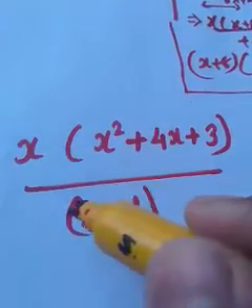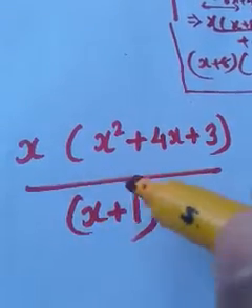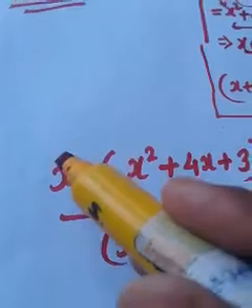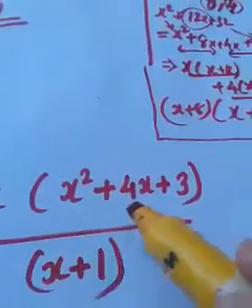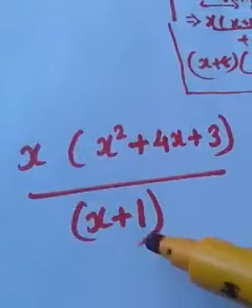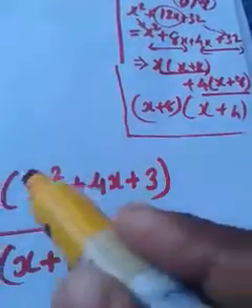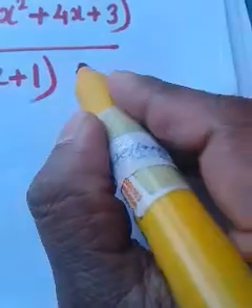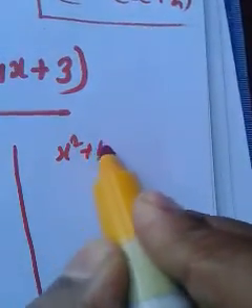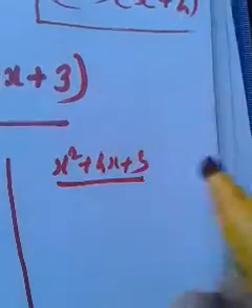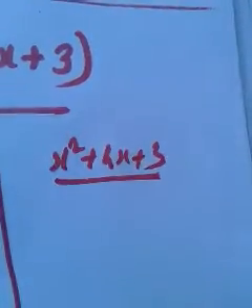The denominator is in its simplest form, and here this is also in its simplest form, and this is the next number, and this is not in simplest form. This is in simplest form, this is in simplest form. So this is not in simplest form, so take that, and we are going to factorize that. Okay, so x square plus 4x plus 3 is the expression we have to focus on.